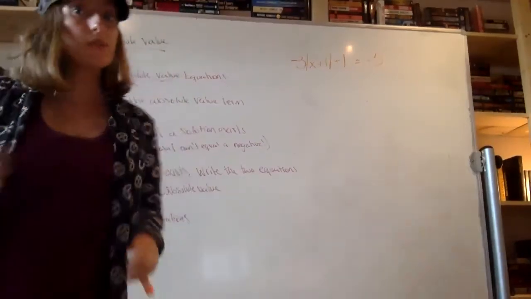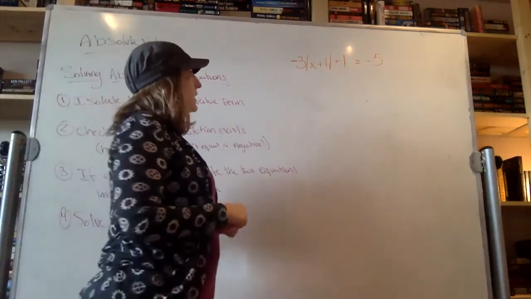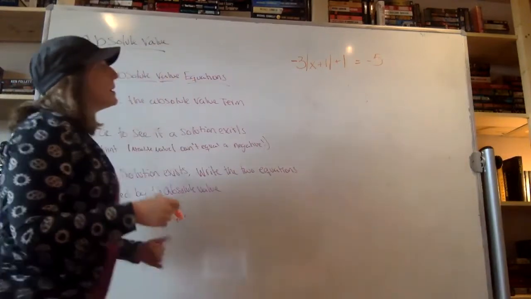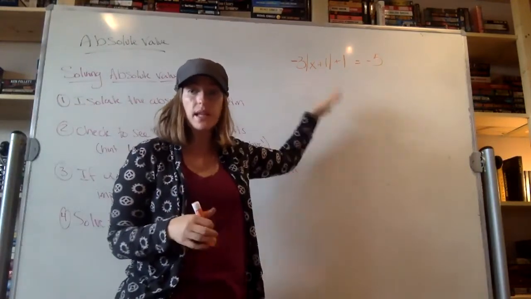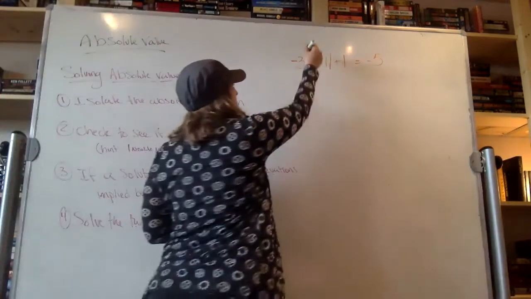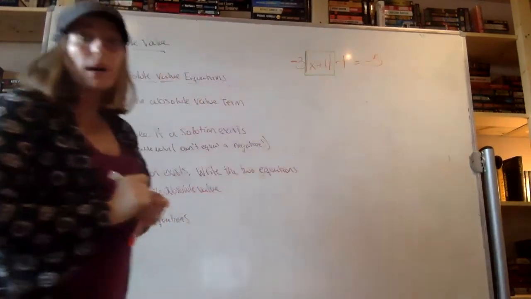All right, now let's work through some examples of solving absolute value equations. So here we have -3 times the absolute value of x plus 1 equals -5. Now remember, we cannot distribute. We're not going to take that -3 and distribute it into the absolute value bars. Instead, we're going to treat this absolute value term kind of like its own thing. We're going to try and get it by itself.